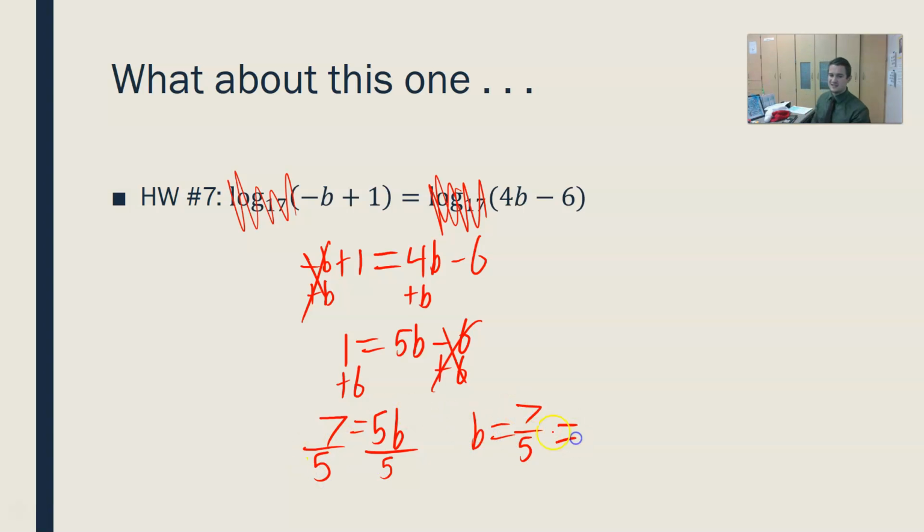Or if I write that as a decimal, that's 1.2, I think. No, 1.4. We'll take either of those. So my answer is 1.4.